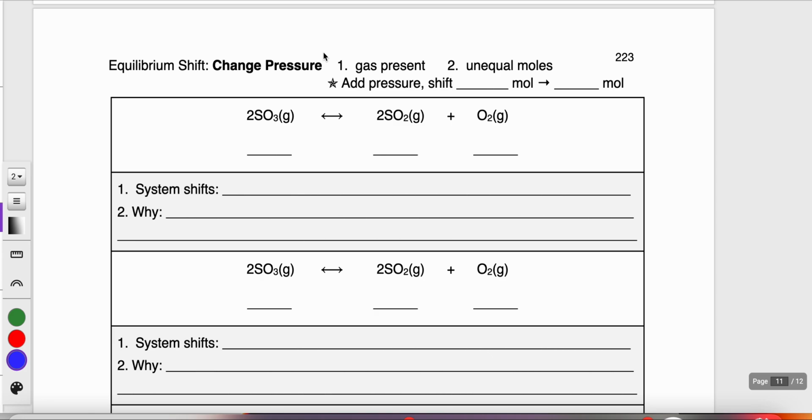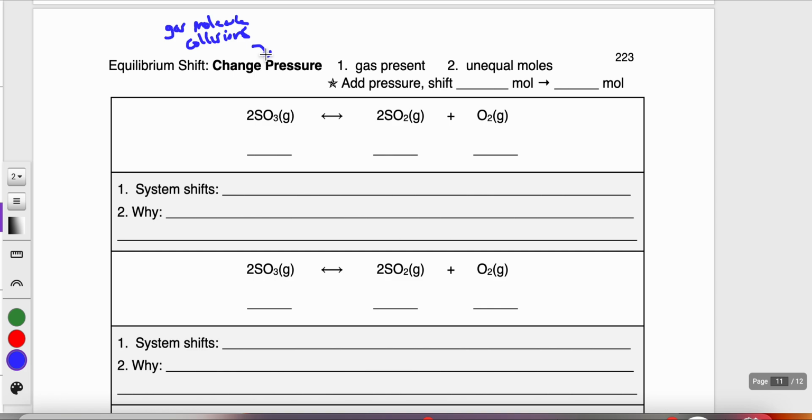Stress on a system is manipulating the pressure. So, quick reminder about pressure. Pressure is the result of gas molecule collisions. So, more collisions, more pressure; less collisions, less pressure.